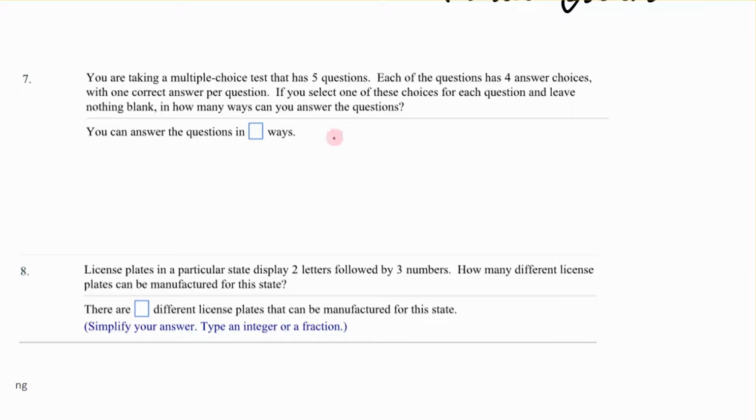There are 4 choices. Question number 2, 4 choices. Question number 3, 4 choices. 4 choices, and 5, 4 choices. So you could have said that is 4 to the 5th power. And that will give you 1,024 different possibilities for answers on this 5-question test.